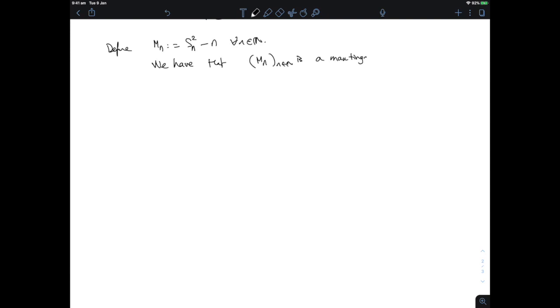with respect to the filtration induced by the IID variables, because the expectation of X_j squared is 1 for all j. I haven't fixed my n. All right, so I have a martingale. So again, I can stop it using my stopping time, and M_n minimum tau will be a martingale again.